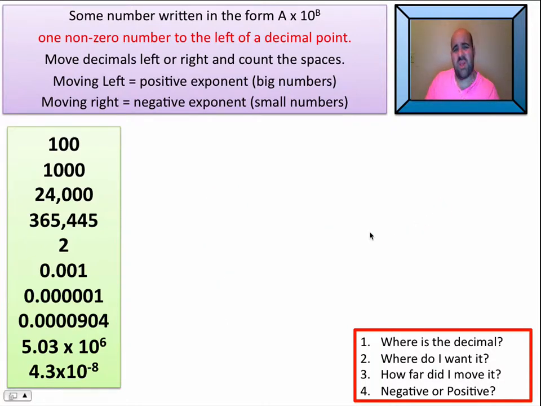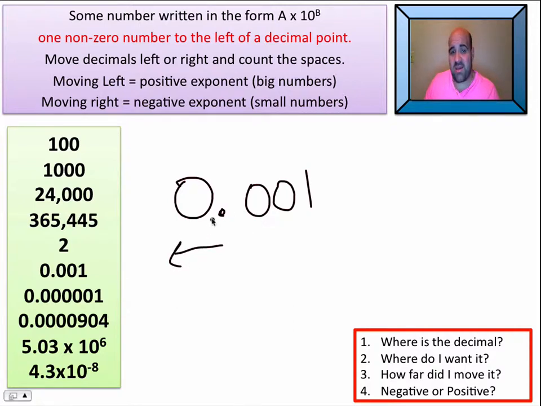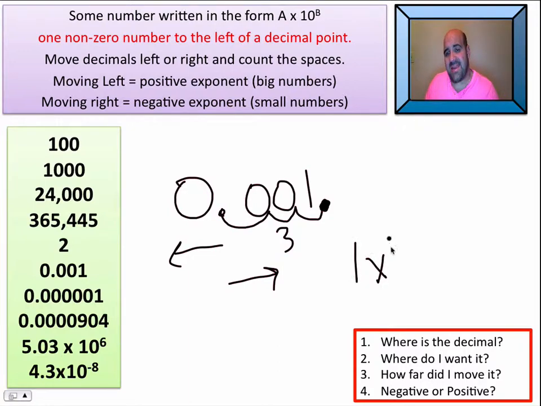And now we're going to switch it up and we're going to do some small numbers. 0.001. I can't move the decimal this way now because I want one number that is not 0 to the left of the decimal. So I'm going to have to take this decimal and go 1, 2, 3 places. I'm going to have to put the decimal over here now. And I moved that 3 places, but because I'm moving in this direction, because I have a number that's less than 1, I have to write that as 1 times 10 to the negative 3rd.